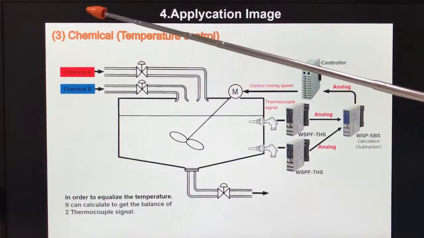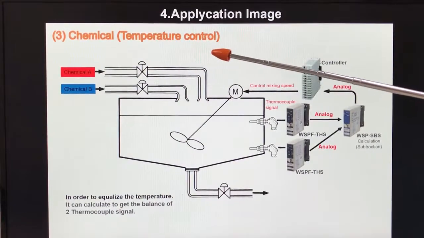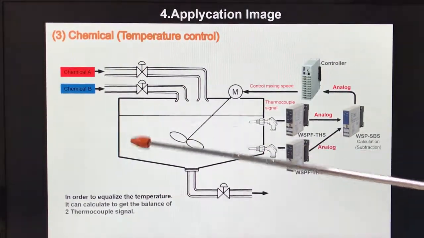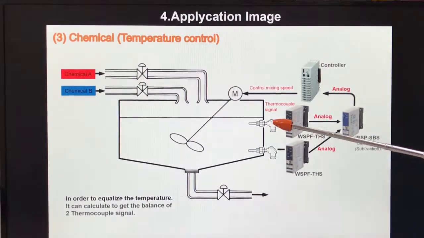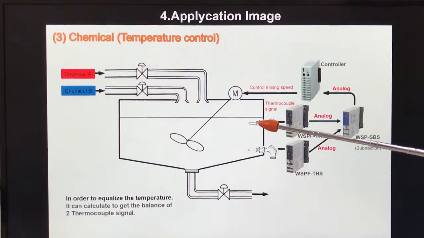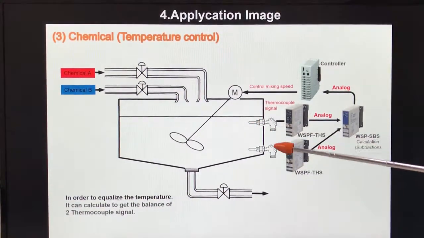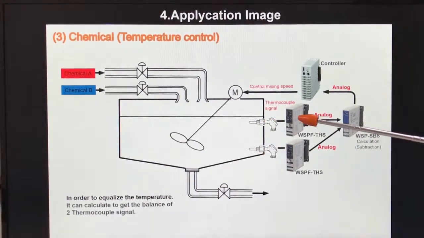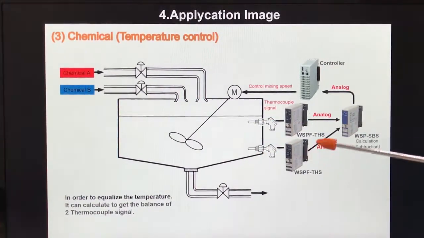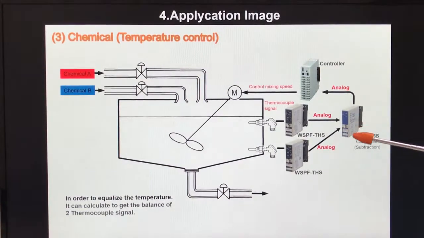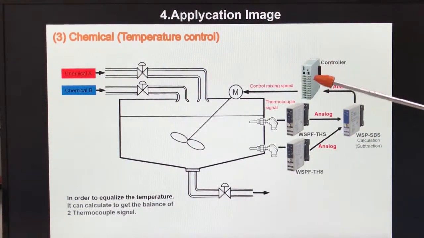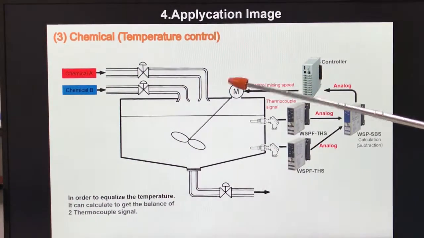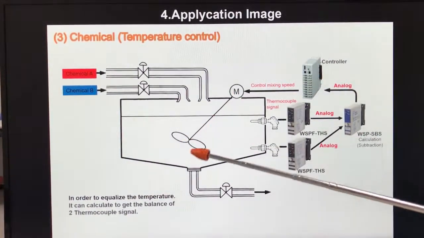This is an example of chemical industry temperature control. Leakage in the tank is monitored by two thermocouples here. This system is monitoring the difference of temperature between the upper area and the bottom area. This signal can be converted to an analog signal, and this one can calculate that difference and send that information to the controller, and the controller will try to adjust the mixing speed.